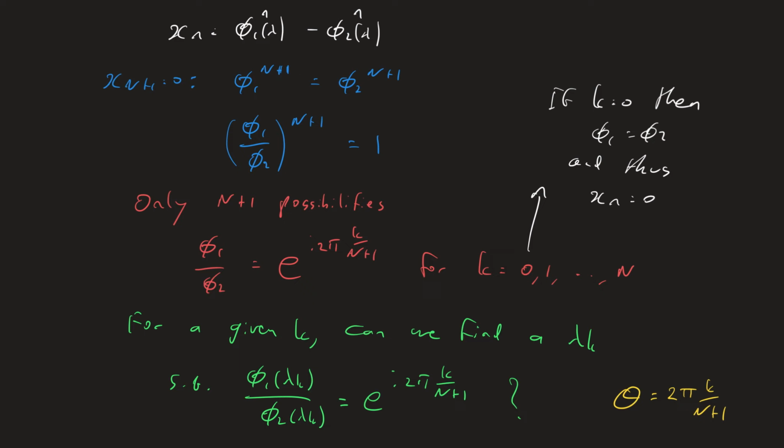Dividing both sides by phi2 to the power of big N plus 1 means that this is equivalent to phi1 divided by phi2, all to the power of big N plus 1, is equal to 1. There are only N plus 1 possibilities for this equation to be true here. Indeed, phi1 divided by phi2 has to be an N plus 1th root of unity.